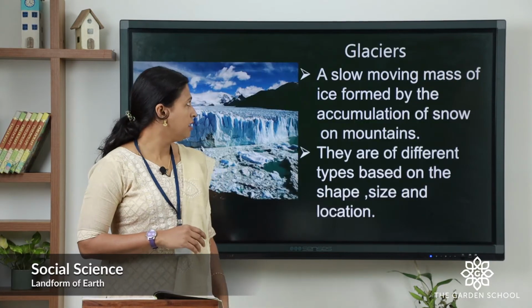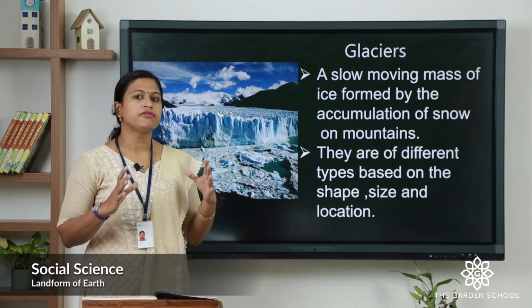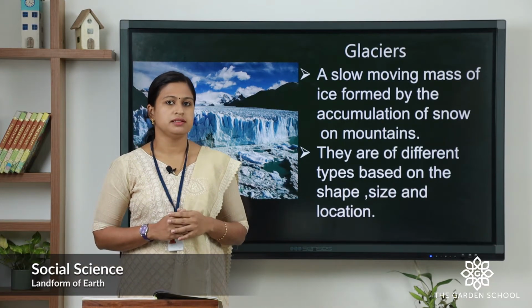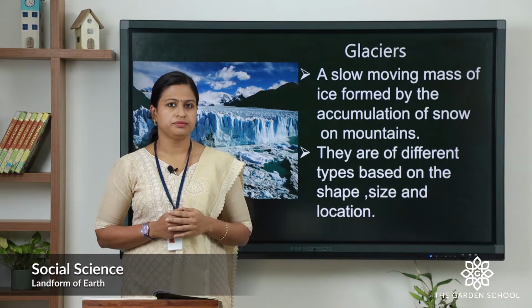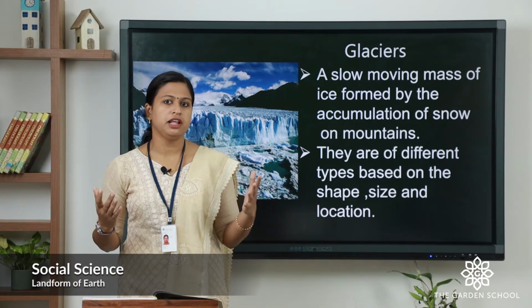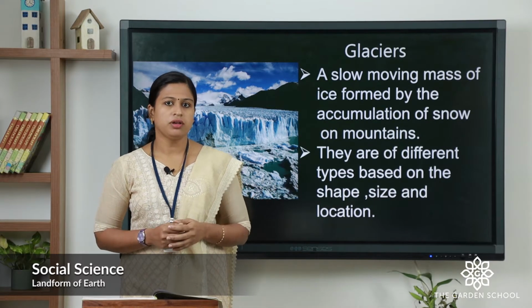Now let's see the glaciers. These are the moving mass of ice on the mountains. It is formed due to the accumulation of snow. There are different types of glaciers depending on their size, shape and locations.